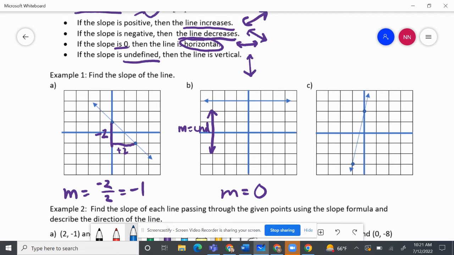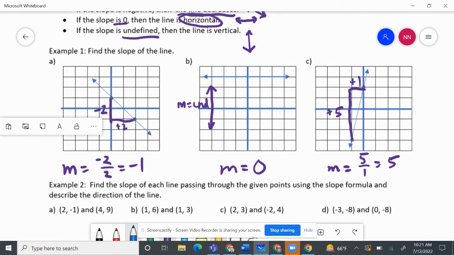So for letter C, notice that the line's going up, so I know my slope is going to end up being positive. In this case, I'm going to go from one point to the next. 1, 2, 3, 4, 5. It's going up by 5. It goes to the right by 1. So that would be 5 over 1, which is 5. So that's finding the slope when we have a line.